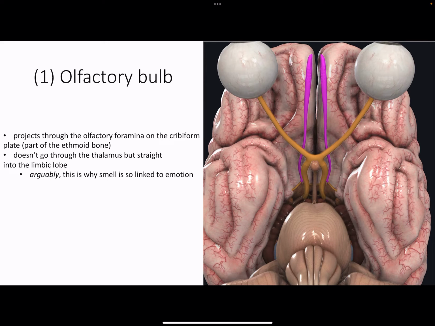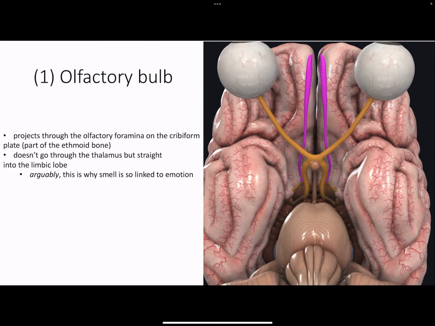All right, starting with the olfactory bulb. It projects from olfactory foramina on the cribriform plate, which is itself part of the ethmoid bone. And it's the one sensory nerve that doesn't go straight to the thalamus, right? It doesn't go through the thalamus. It goes through the limbic lobe. And people argue that this is why it might be important for, you walk into a house, you smell something, and it reminds you of your grandma or something, right?